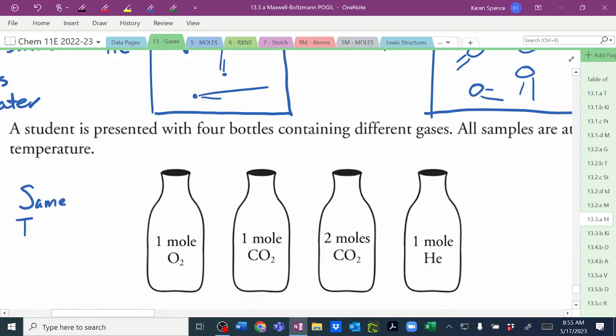They shouldn't. The speeds should be the same because it's per molecule.